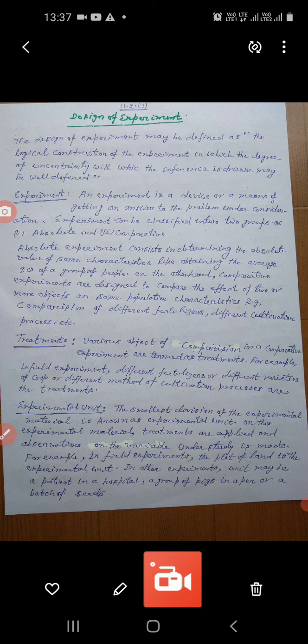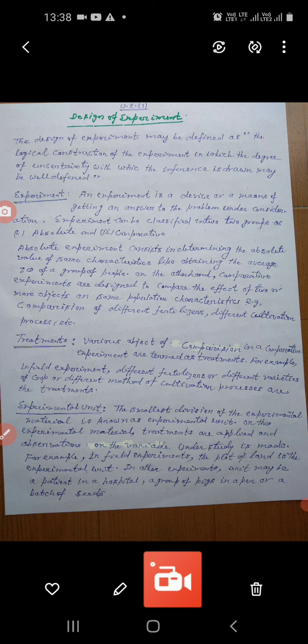Today we will discuss the design of experiment, and this is very important and useful in research works and in different fields of study such as psychology, physics, chemistry and so on.